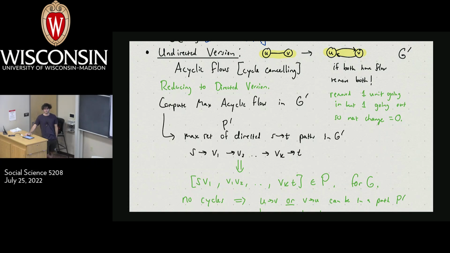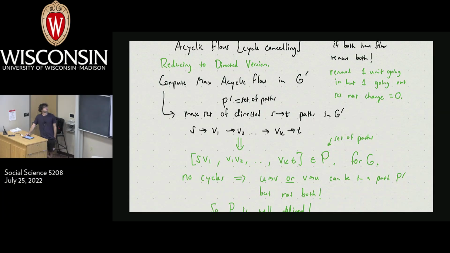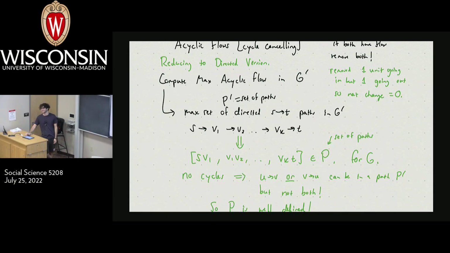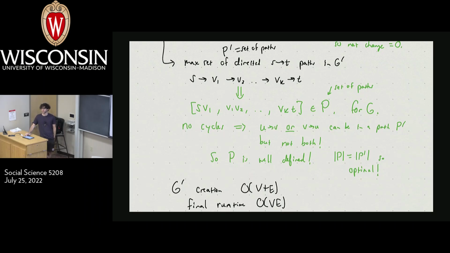So your P and P prime are not individual paths for the final set? Yeah, so each P prime is a set of paths. So this is a set of paths, and this is also a set of paths. And clearly P and P prime have the same size, so it's optimal. Any other questions? Okay.